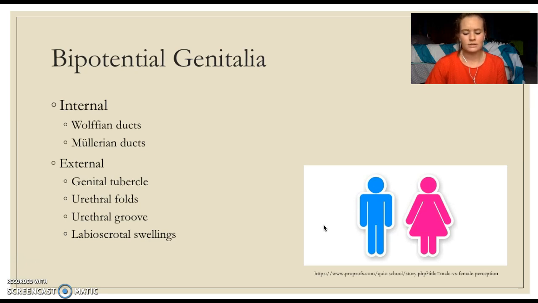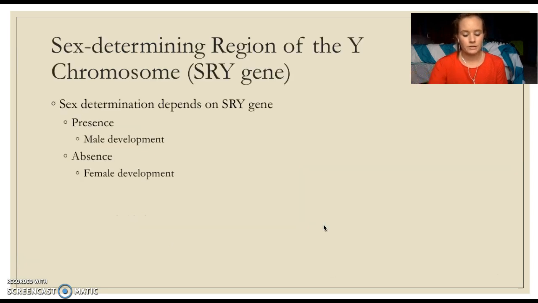But what directs a single-celled zygote to become either male or female? Sex determination depends on the presence or absence of the sex-determining region of the Y chromosome, otherwise known as the SRY gene. In the presence of this gene, the bipotential gonads mentioned earlier develop into testes. In the absence of the SRY gene, and under the direction of multiple female-specific genes, the gonad develops into ovaries.